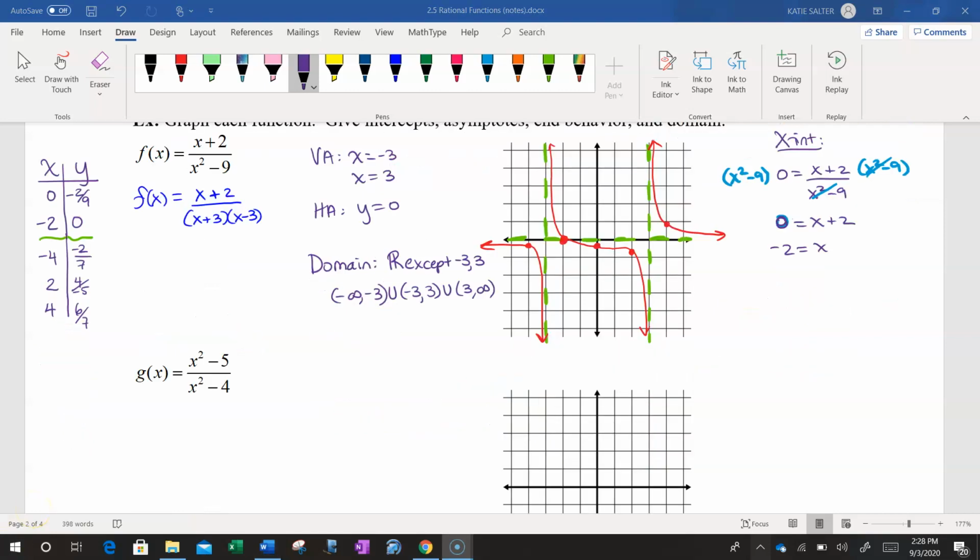So since we did the last one, I want you to pause the video and try the next one. Go through all the steps. When you're finished, start the video back.